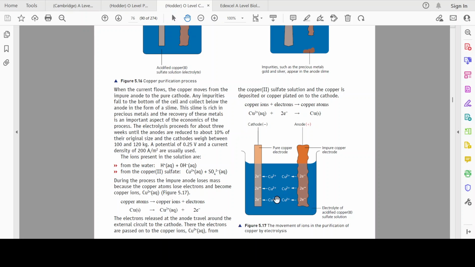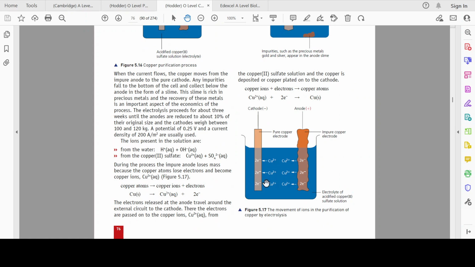So what's the net result? You could say nothing. The only thing that's happening is copper is being transferred from the anode to the cathode. That's basically all that's happening. But yes, that is the whole point of the purification, that you are separating copper at the cathode from the impurities.